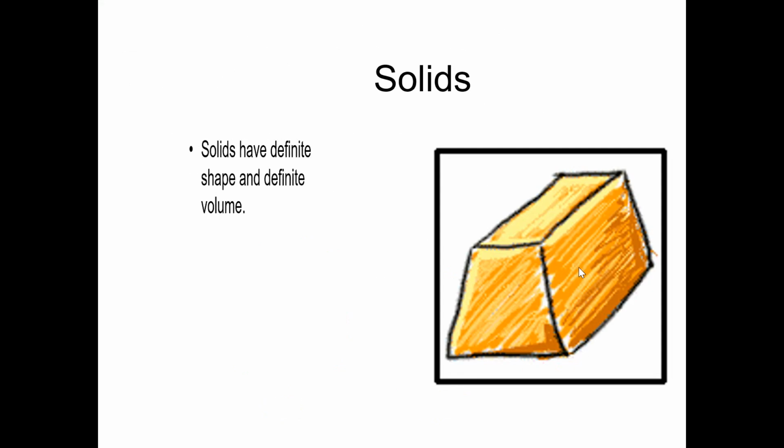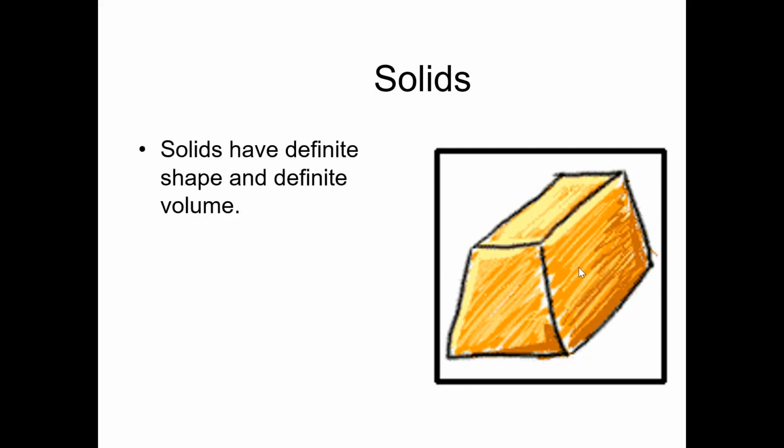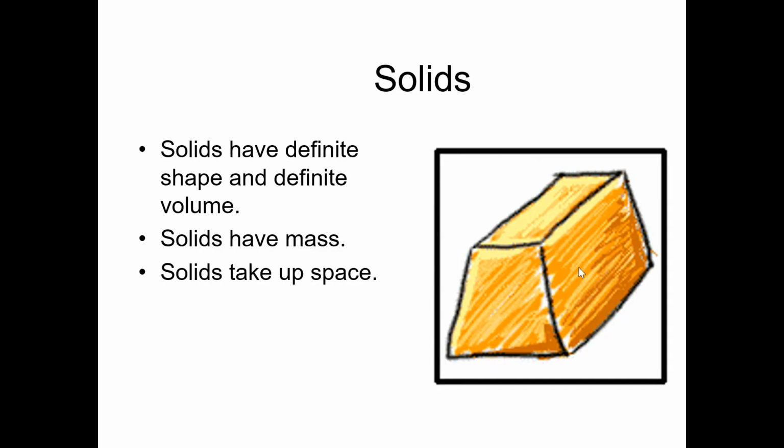Let's start at the top. Solids have a definite shape, which means no matter what shape they're in, it's not going to change if we just let it sit on a counter. And they also have a definite volume. No matter what the size of the container is, it's going to still be the same volume. They have mass, they take up space, therefore they are matter. Matter is anything that takes up space and has a mass.